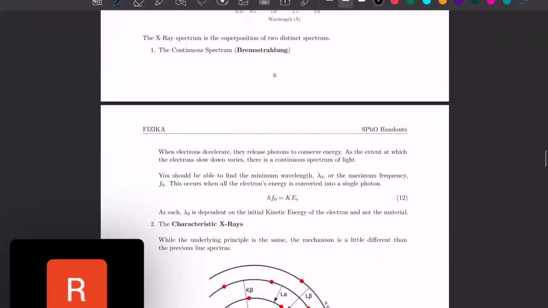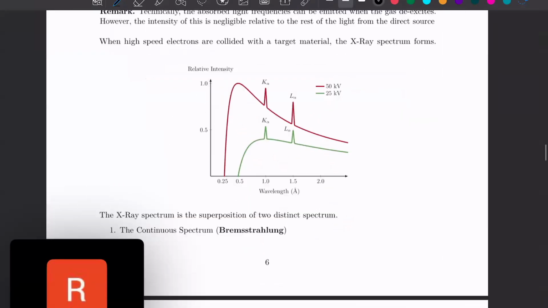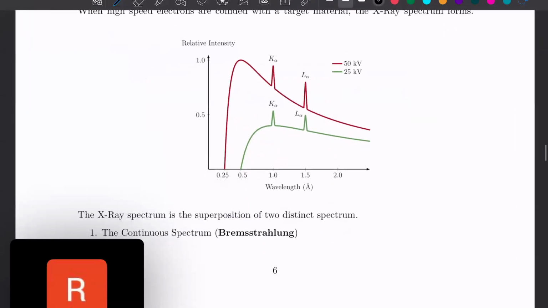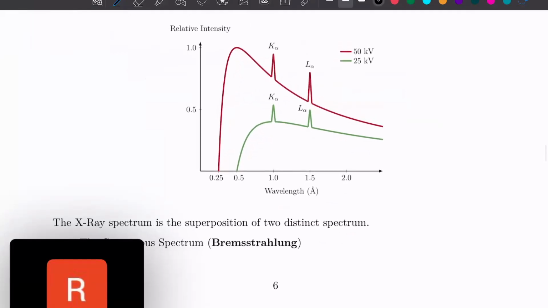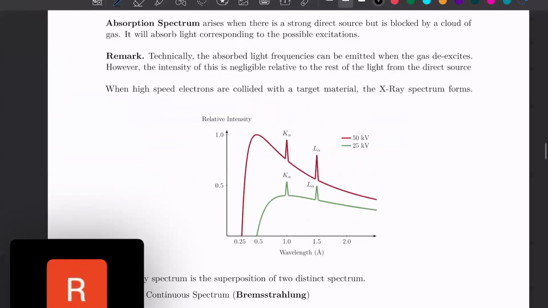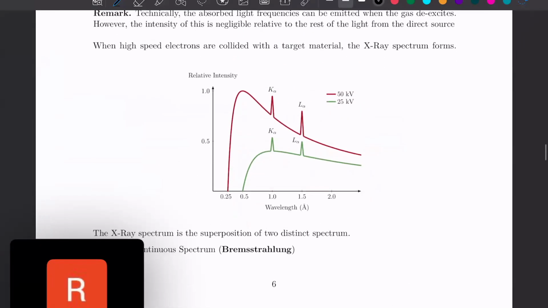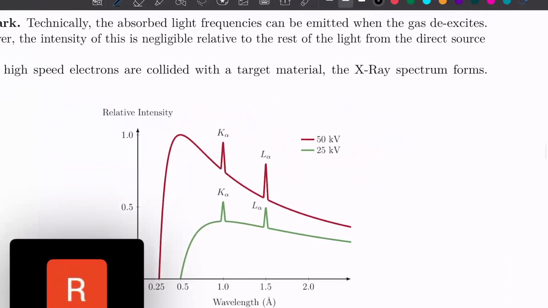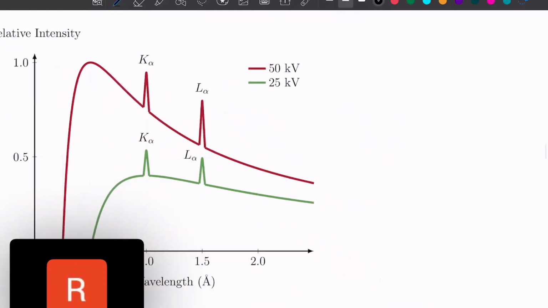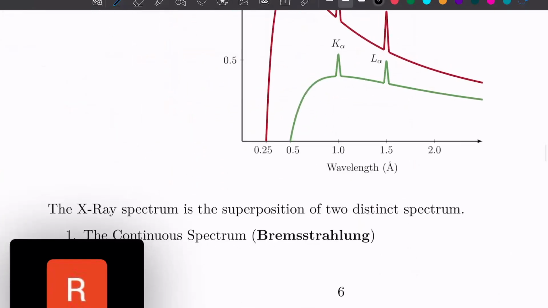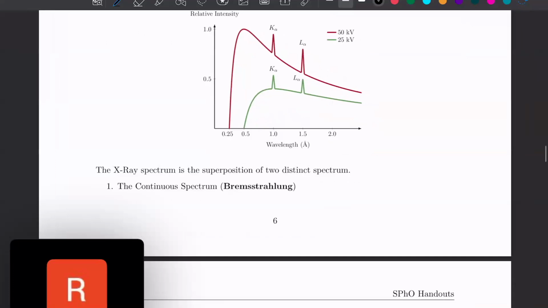Okay, this one is the X-ray spectrum. I think this one is a bit different. Okay, so this one I also have to remember because I haven't done this for a very long time. Okay, so X-ray spectrum, there's two different spectrums that are superimposed onto each other.